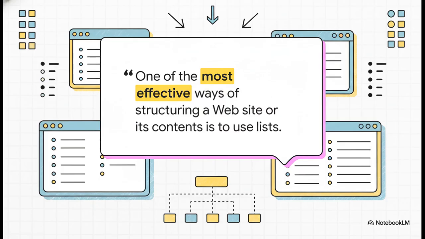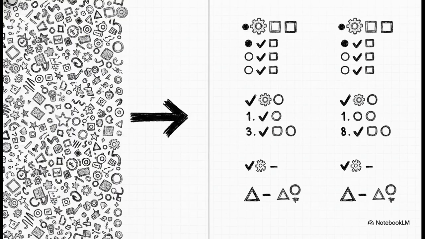And that intentionality all comes back to a simple truth. The research this explainer is based on says it perfectly. One of the most effective ways of structuring a website or its contents is to use lists. It's that simple, it's that powerful, and it's easy for all of us to understand. So the next time you find yourself making a simple to-do list, just remember that you're using the same fundamental tool that builds our entire digital world. Lists are just the quiet, unseen structures that gently bring a little bit of order to all the noise.